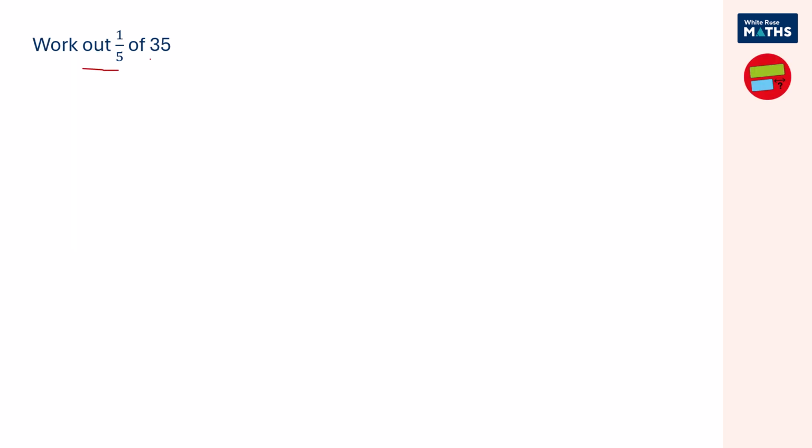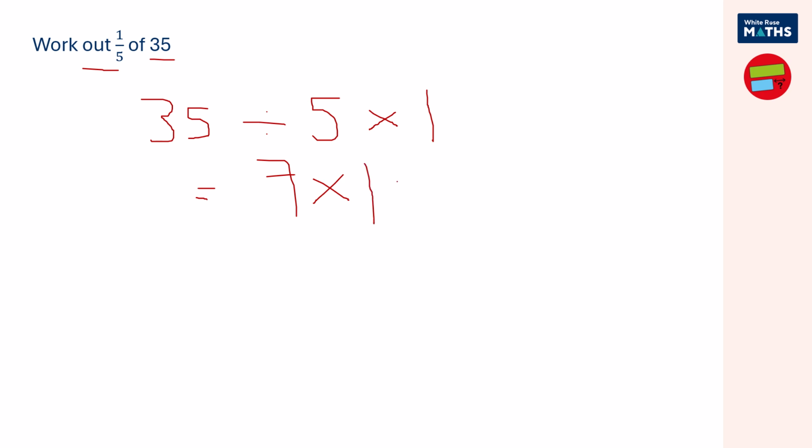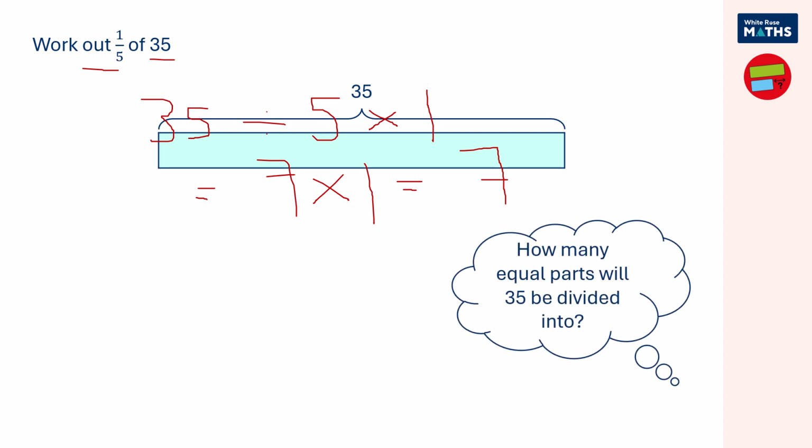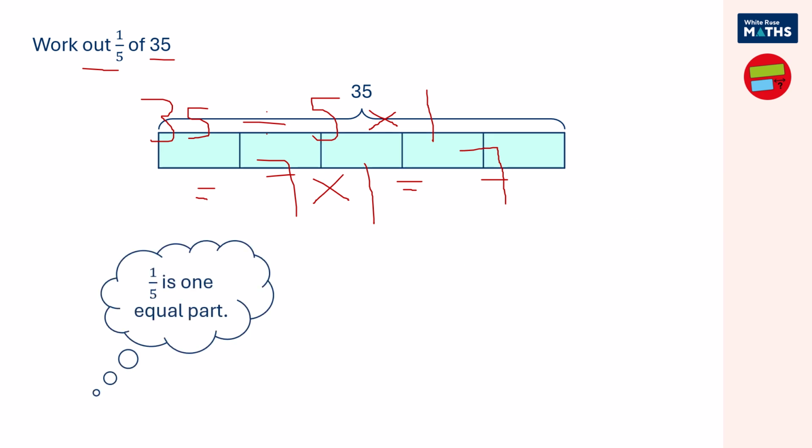Next part, work out 1/5 of 35. So I do 35 divided by 5 and then times it by 1. We divide by the bottom and then multiply by the top. 35 divided by 5 makes 7, and 7 times 1 makes 7. So we divide by the denominator and then we multiply by the numerator. That's the key takeaway. And here is a bar model to show it pictorially. How many equal parts will 35 be divided into? Into 5 equal parts. 1/5.